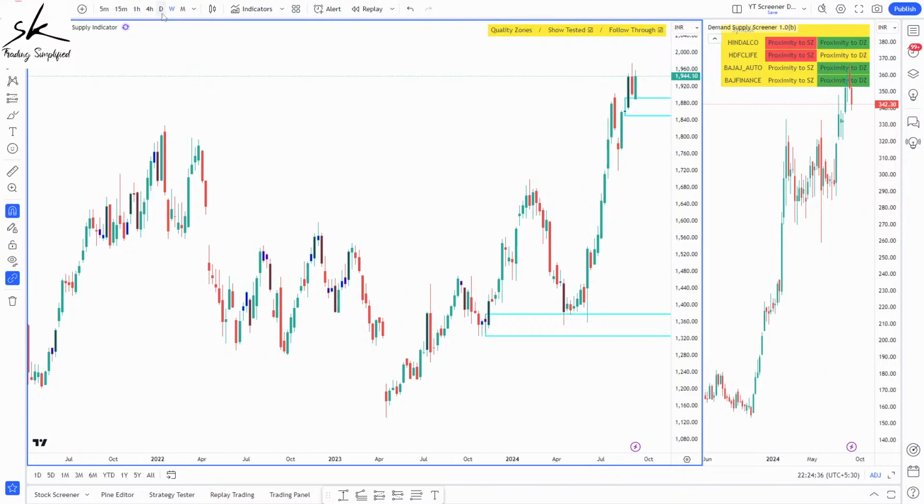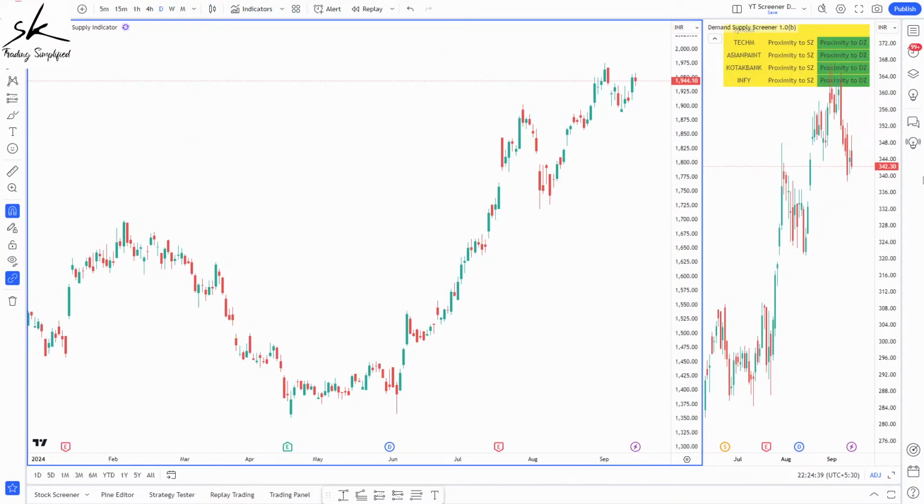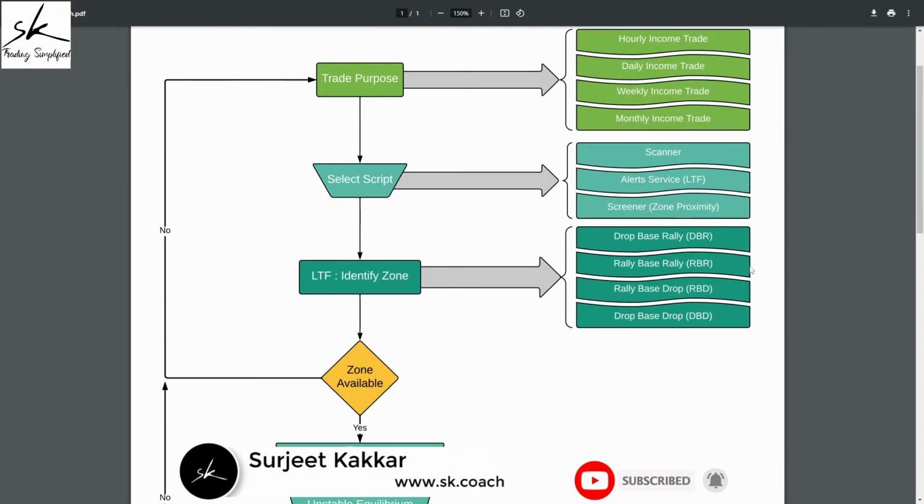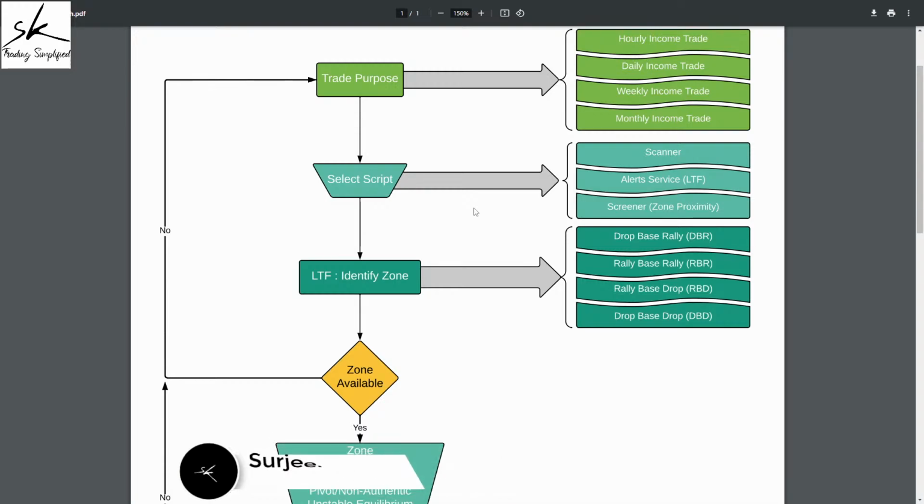Alerts keep updating you as and when the zones are getting formed. The screener updates you during the live market about where we are getting closer to a zone, be that zone formed today, or a day ago, or a week ago, or a month ago, or a year ago. As long as we are in that proximity range, it will shortlist for you.